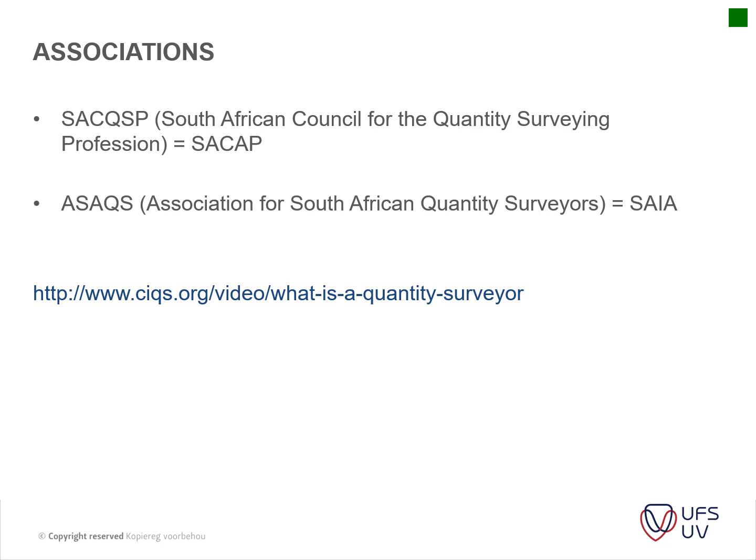Then the association, I just put in this clip or this differentiation. Like I mentioned in class, there's a difference between the council and the association. The council is the one that you actually want to be registered with, whereas the association is the one that just gives you more information and adds value to you as a professional.